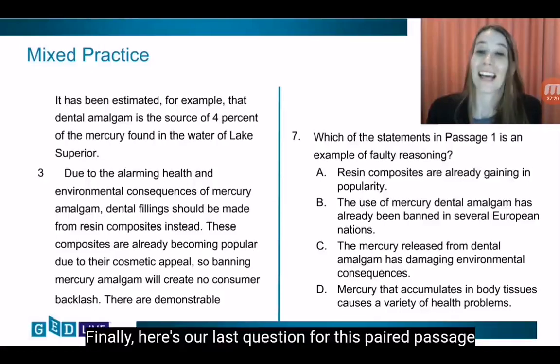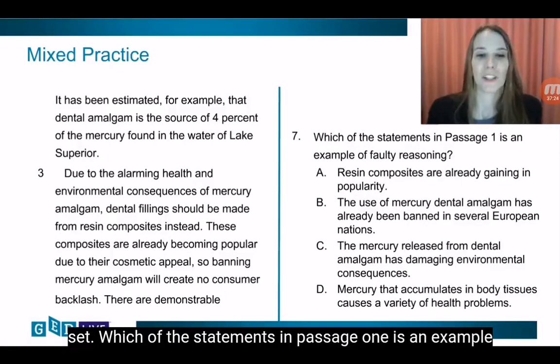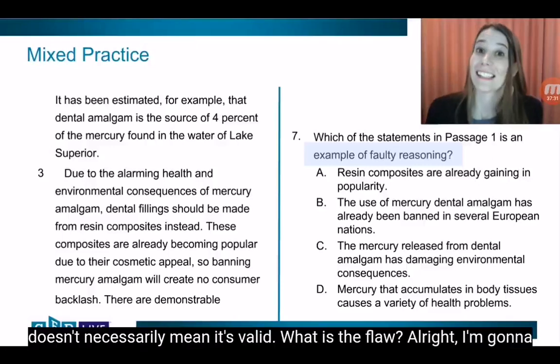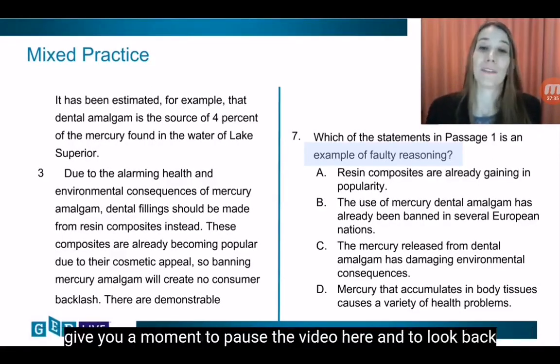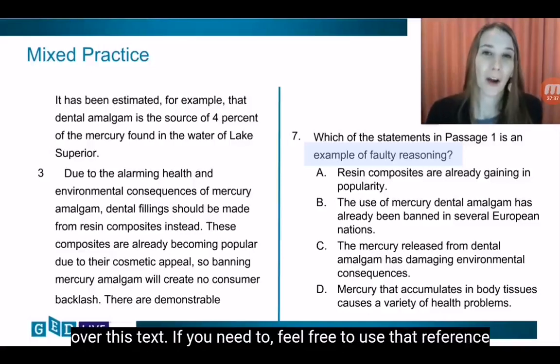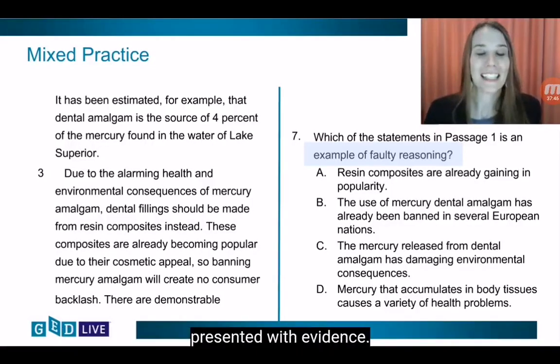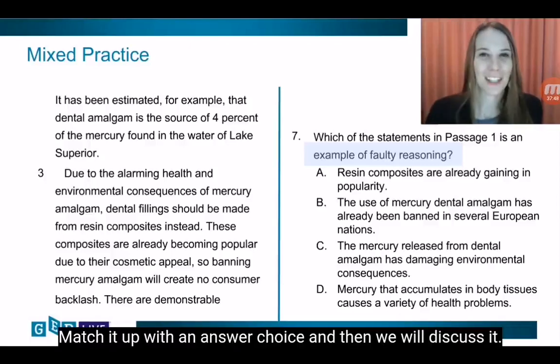And finally, here's our last question for this paired passage set. Which of the statements in passage 1 is an example of faulty reasoning? Again, just because the author has evidence doesn't necessarily mean it's valid. What is the flaw? I'm going to give you a moment to pause the video and look back over this text. If you need to, feel free to use that reference page of questions you should be asking yourself when presented with evidence. Match it up with an answer choice, and then we will discuss it.